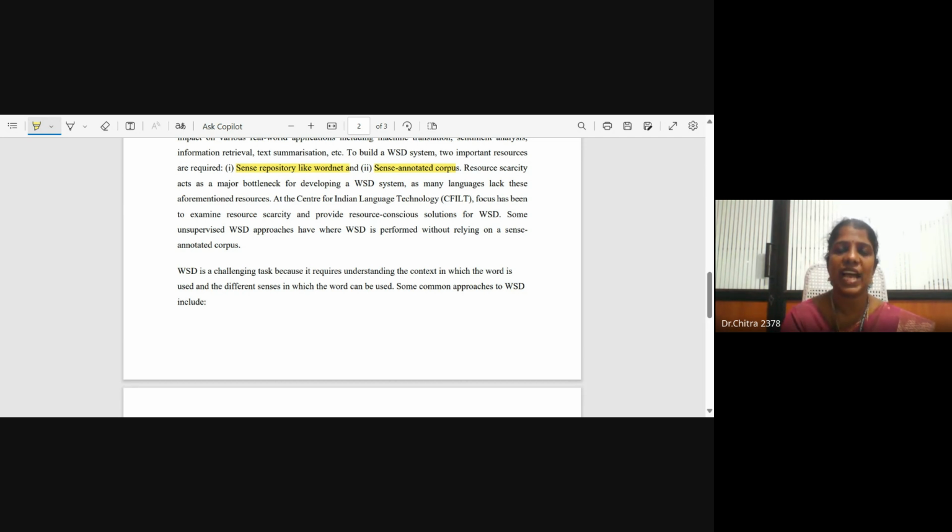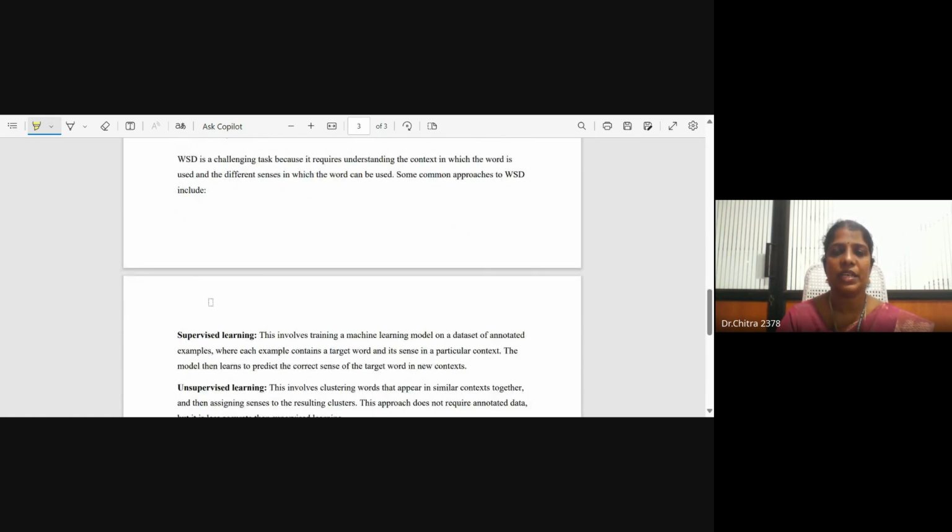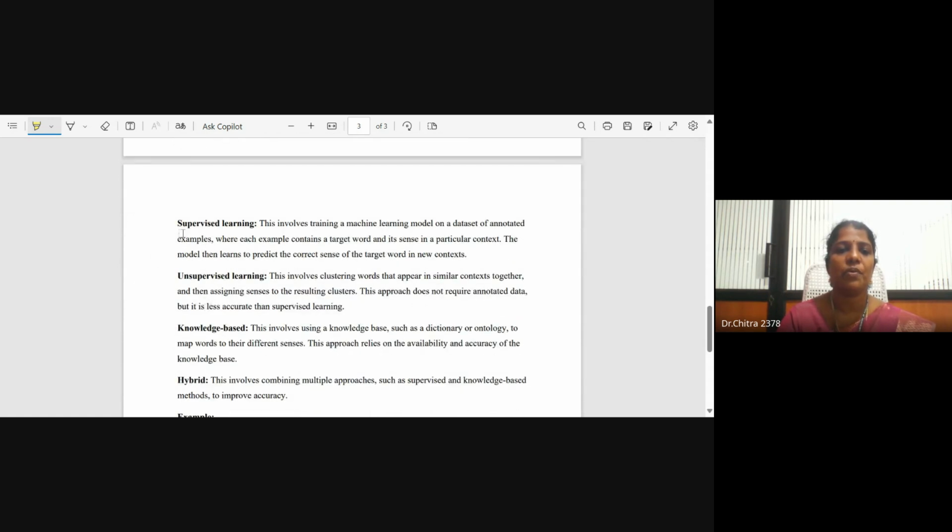So it's a challenge identified in natural language processing. Nowadays, the Center for Indian Language Technology focuses on developing sense annotated corpora and sense repositories like WordNet to resolve this problem. Word sense disambiguation can be implemented by using some machine learning techniques. One of the techniques used is the supervised learning technique.